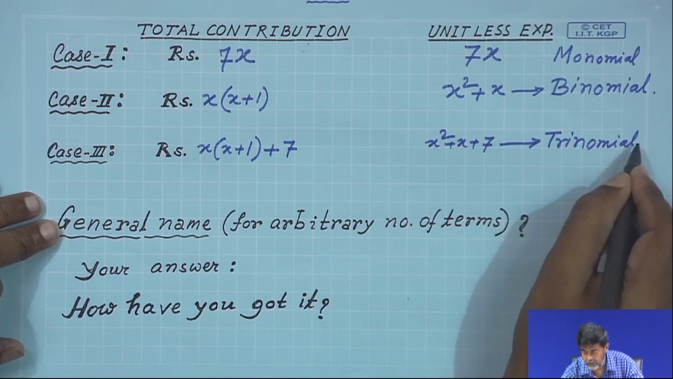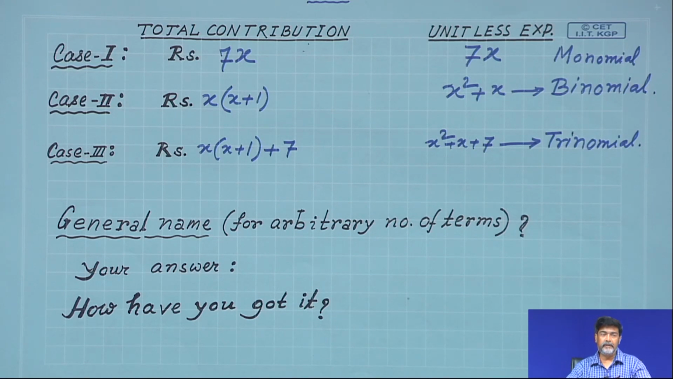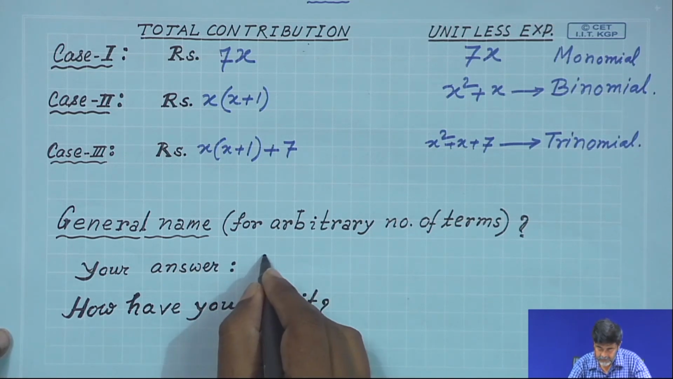Now we are in the position to consider the general form, where we are considering an arbitrary number of terms. So it can be polynomial. How have you got it? Like in geometry we have pentagon for 5 sides and hexagon for 6, similarly for an arbitrary number of terms we say polygon. Similarly in this expression, if there are an arbitrary number of terms, then we can call it polynomial. You have reduced my job.